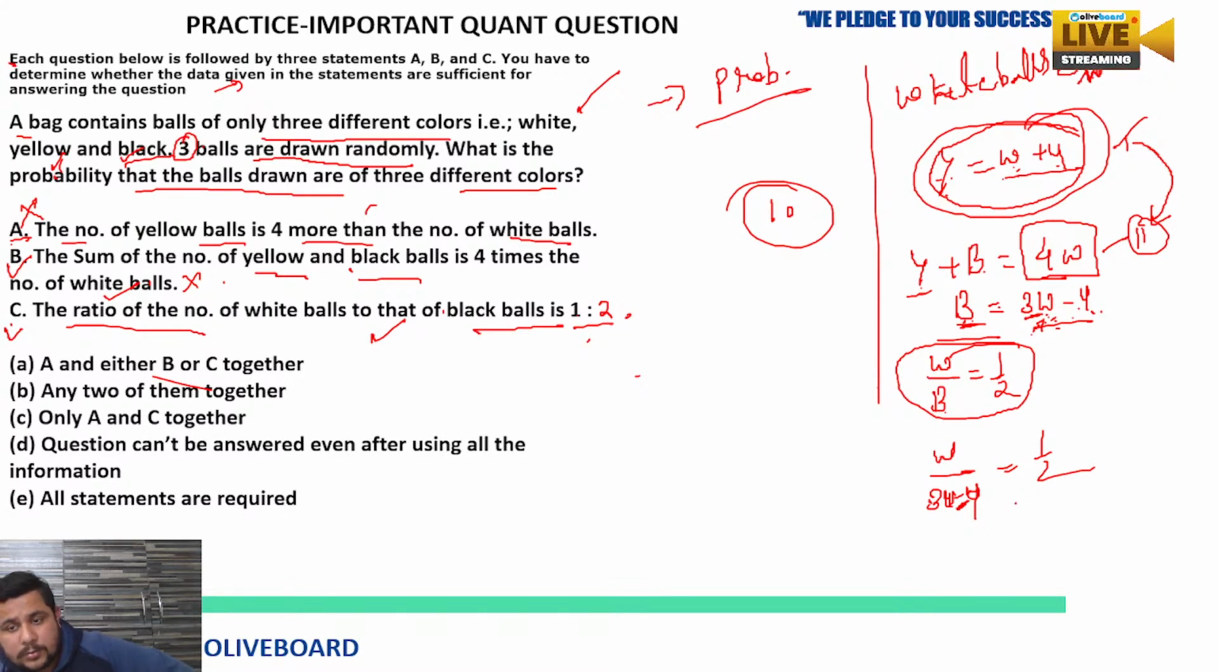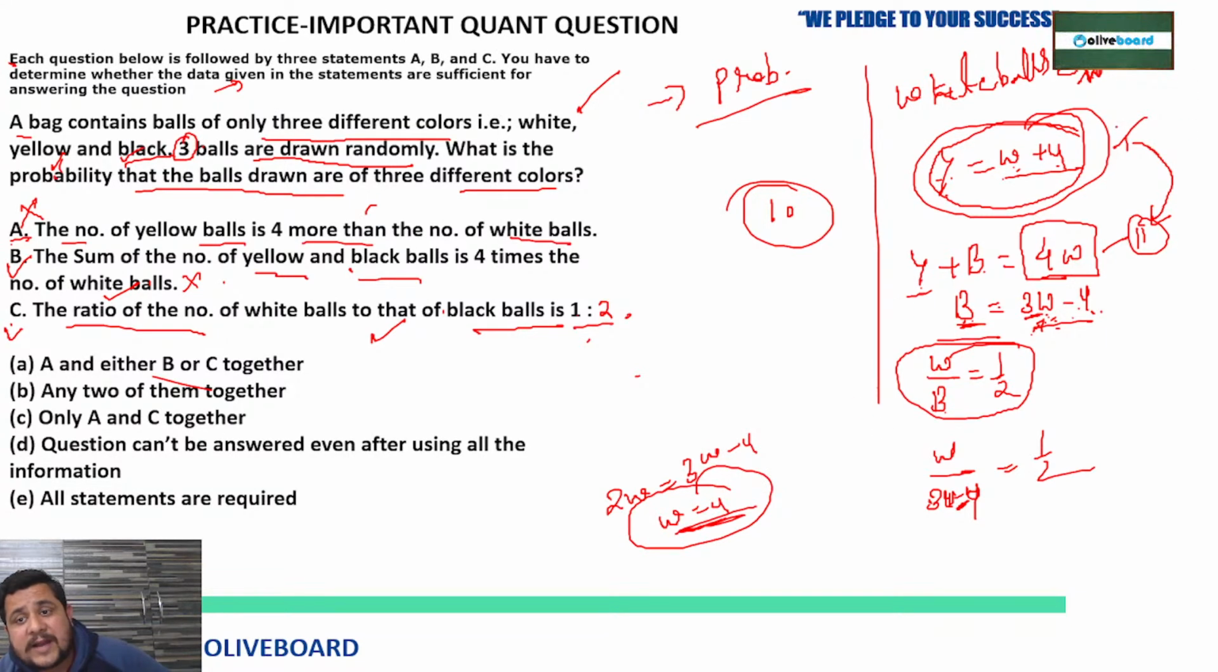What value will come? Okay, for you I am calculating the value of w. So 2w equal to 3w minus 4. So w, the number of white balls, will be equal to 4. So if white balls are 4, then yellow balls will be 8, and black balls will be 3 multiply 4, means 3 fours are 12, 12 minus 4 means 8. Okay, so we have calculated.